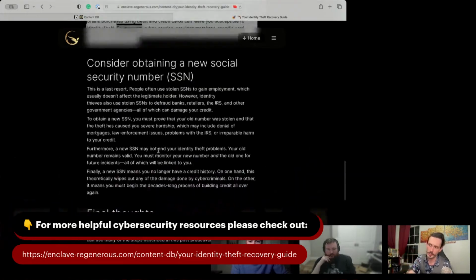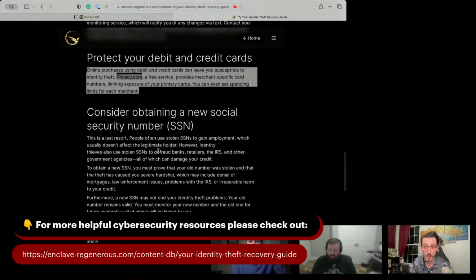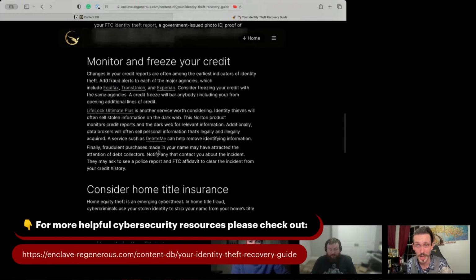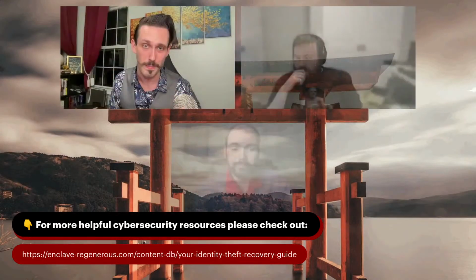And then we talked a little bit about the process for obtaining a new social security number, if someone really needs to do that. There are still a lot of considerations involved in that process that can make it a pain in the butt. So that was a really good question there.